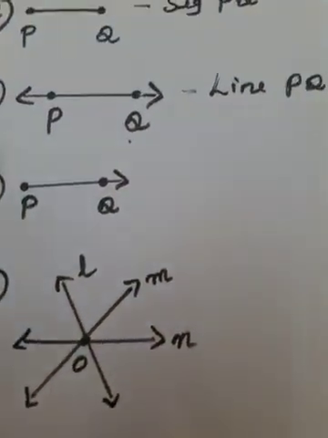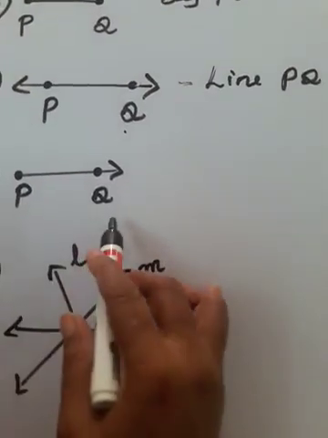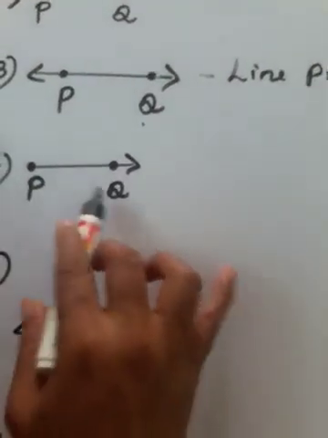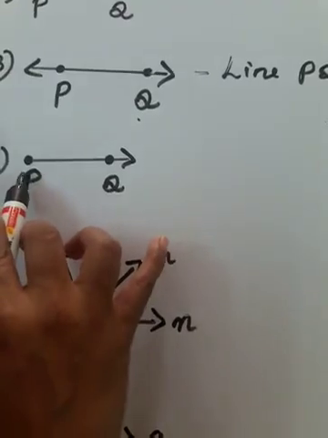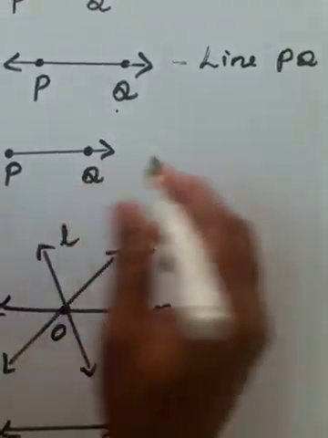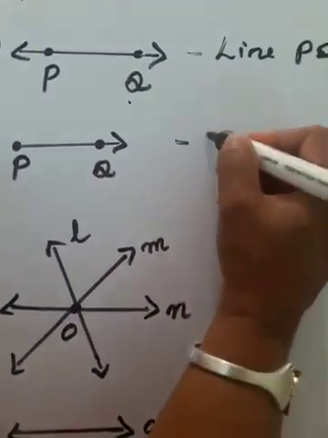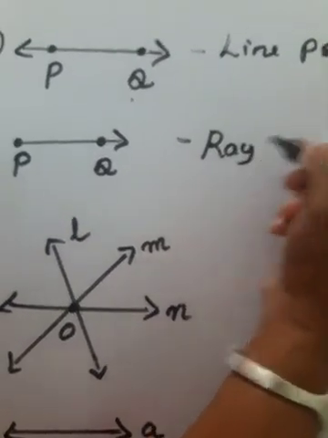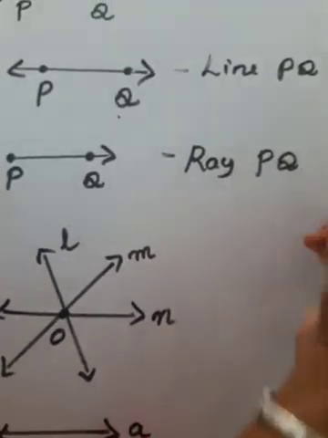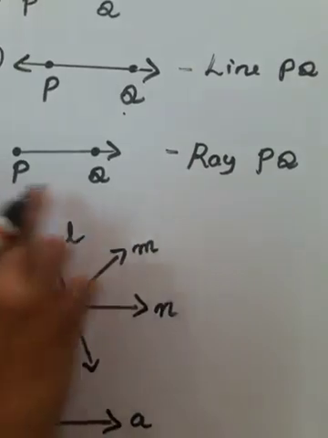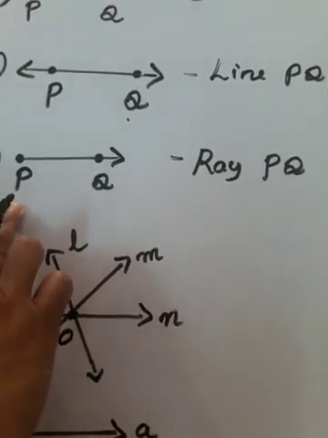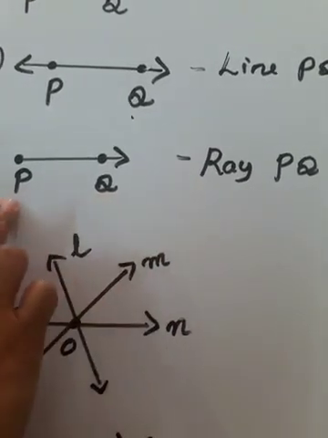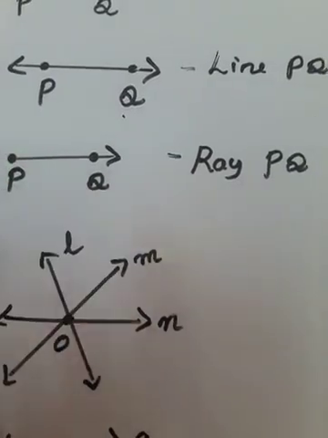Then the next one is the fourth one. It is a ray. So here PQ is a segment. Segment is extended only in one direction. Then we get a ray. So it is named as ray PQ. So we cannot name this ray as QP because while naming the ray we should always write the starting point first.